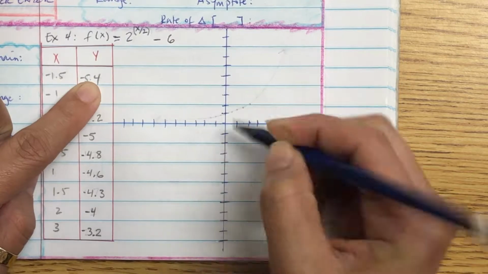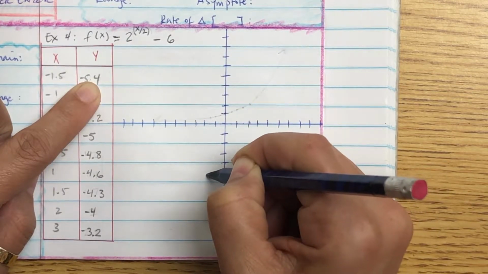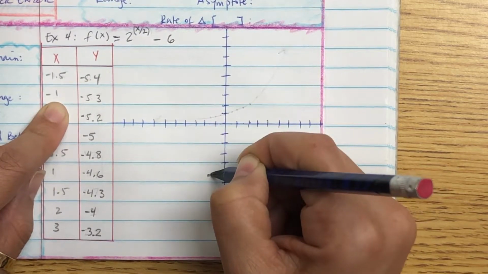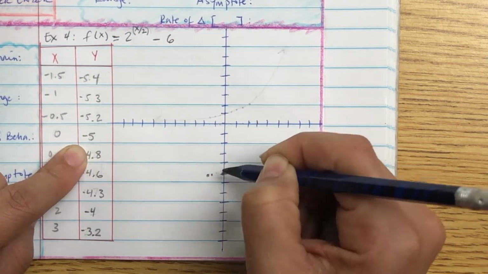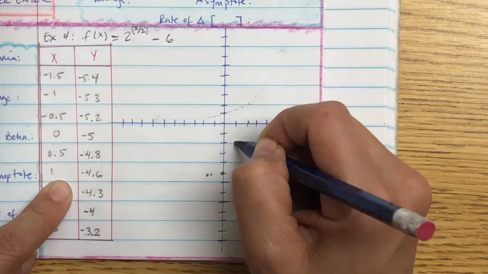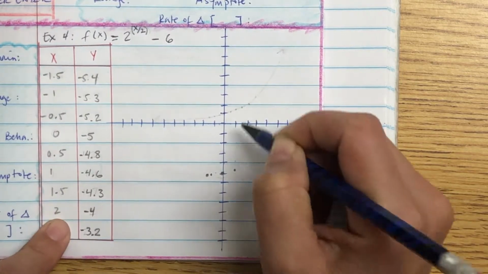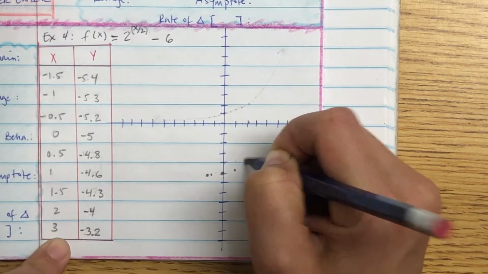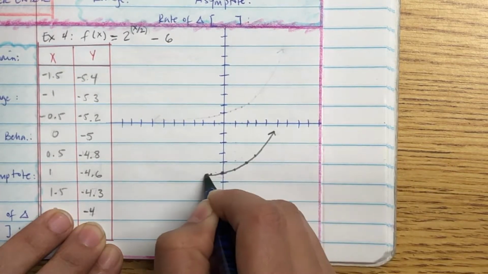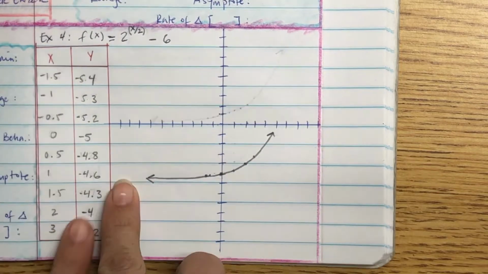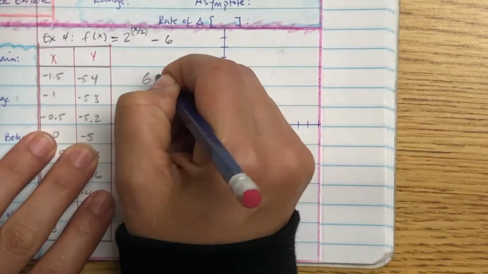So negative 1.5 is around there. Negative 5.4, about there. Negative 1, negative 5.3. You can see it's just going up by 0.2. 0, -5, that's an easy one. 1, negative 4.6, about there. 2, -4. And again, I'm checking your points. I'm telling you right now, if you just drew a curve somewhere that looks like this, you're going to get it wrong. It better be the right points.